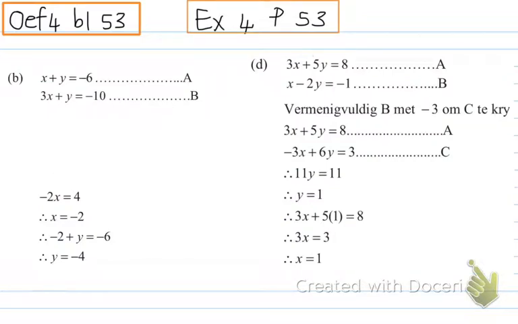Okay, those are my two equations. x plus y is equal to -6 and 3x plus y is equal to -10. I call them A and B. I could have called them 1 and 2 as well.